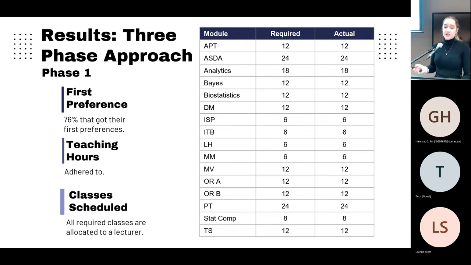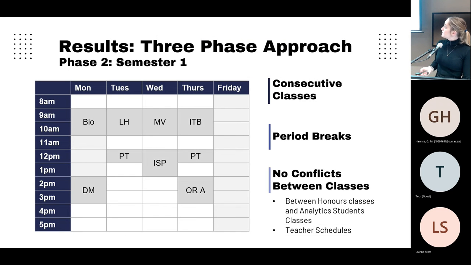Okay, and then this is just checking that the number of classes per module was actually allocated to the teachers, which did happen. So then this is the timetabling part of the approach. This is for semester one, in the morning. Over here, we can see that the classes are majority put in the morning and there are period breaks between each, and all the double period classes have consecutive sessions.